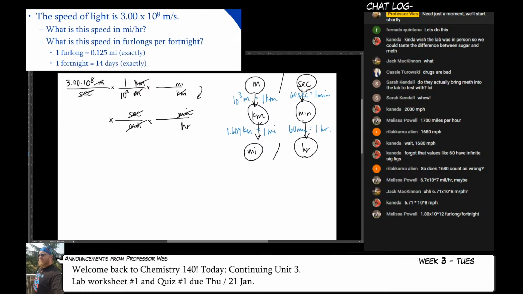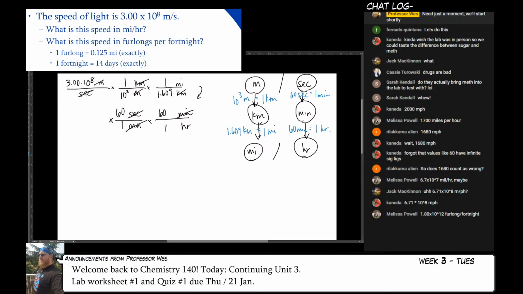There are 1,000 kilometers in, or I'm sorry, 1,000 meters in a kilometer. There are 1.609 kilometers per mile. 60 seconds per minute. 60 minutes per hour. And I gotta get my calculator out, so let me type all this in.